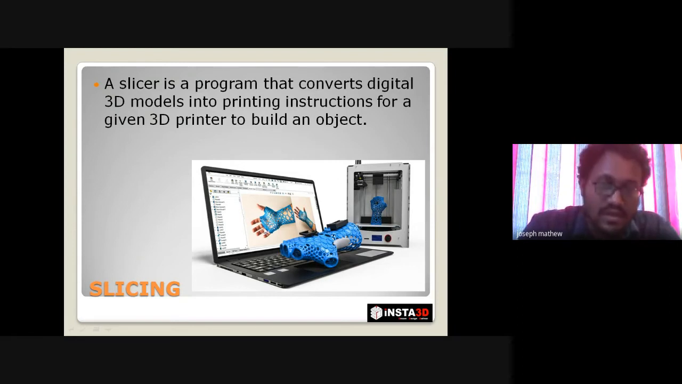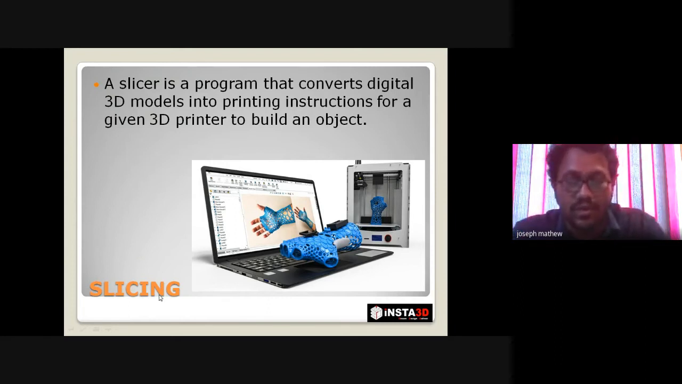So the 3D designed model is converted into an STL file, and the STL file is inputted into the slicing software, where the design file is converted into a G code file. The G code file is in turn given to the 3D printer, and the 3D printer does the manufacturing job at last.